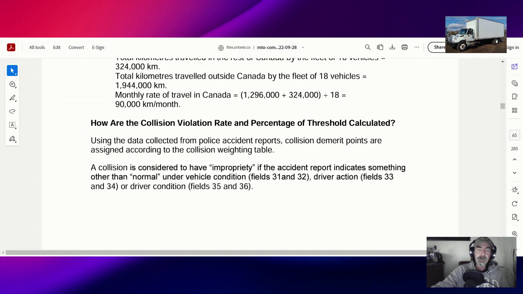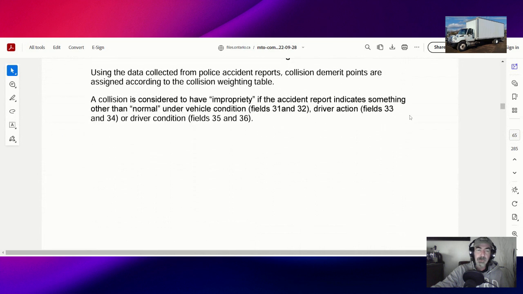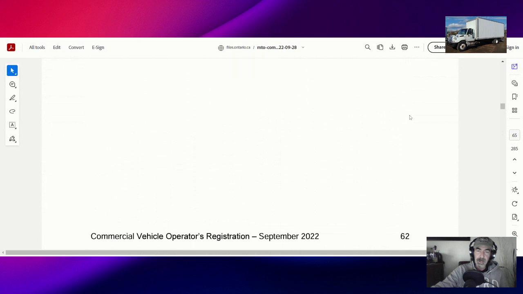How are the collision violation rate and percentage of threshold calculated? Using the data collected from police accident reports, collision demerit points are assigned according to the collision weighting table. A collision is considered to have impropriety if the accident report indicates something other than normal under vehicle condition, fields 31 and 32, driver action, fields 33 and 34, or driver condition, fields 35 and 36.